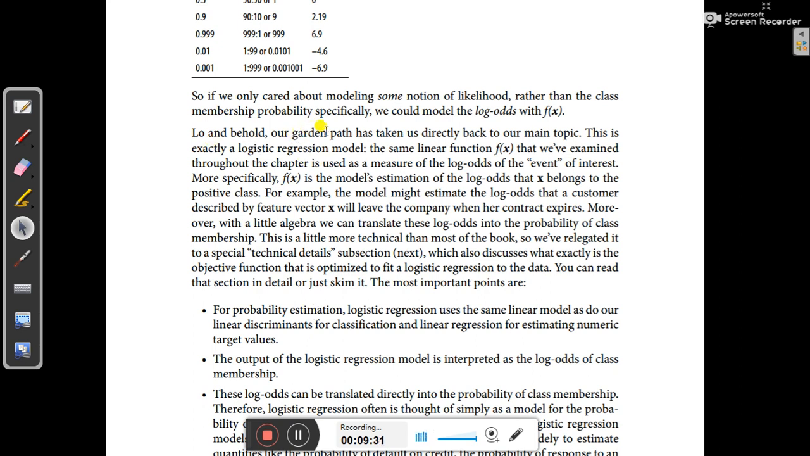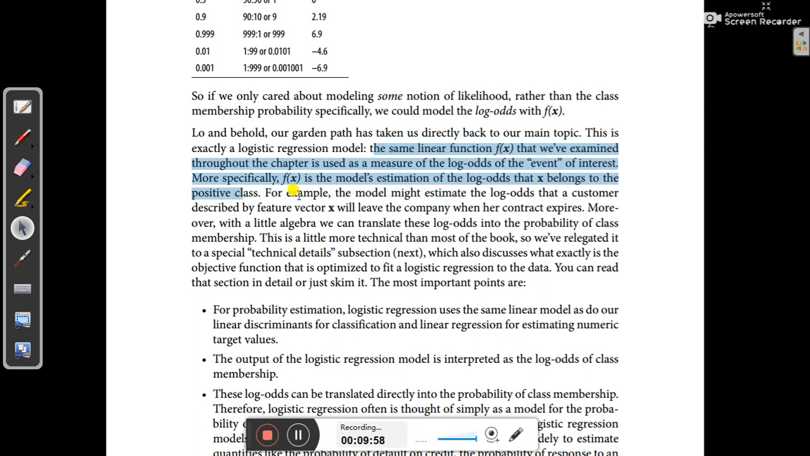So lo and behold, our garden path has taken us directly back to our main topic. This is exactly the logistic regression model. The same linear function f(x) that we have examined throughout the chapter is used to measure the log odds of the event of interest. Specifically, f(x) is the model's estimation of the log odds that x belongs to the positive class.